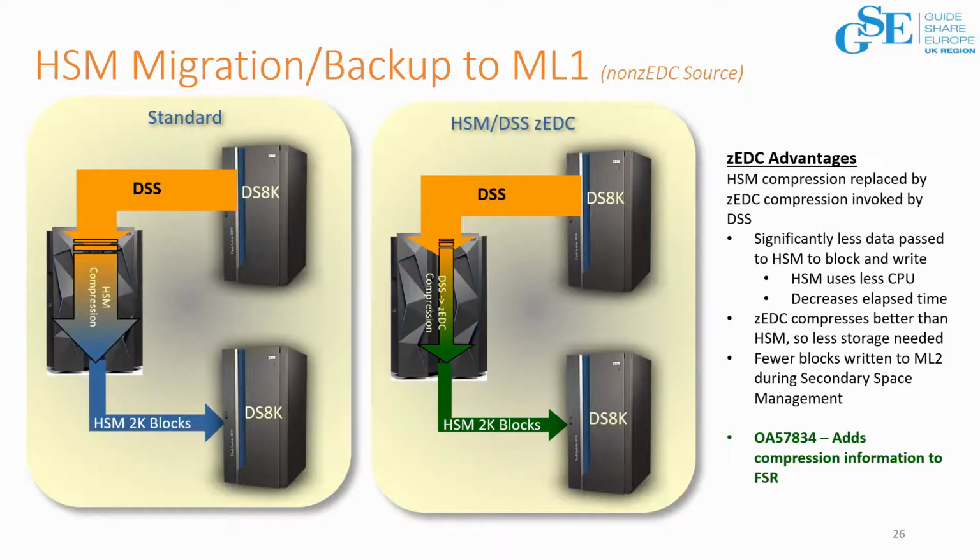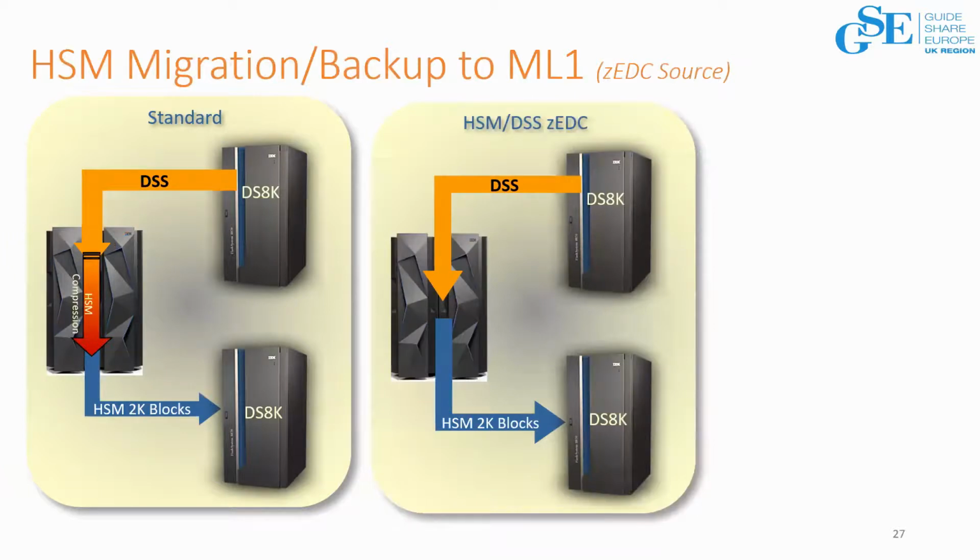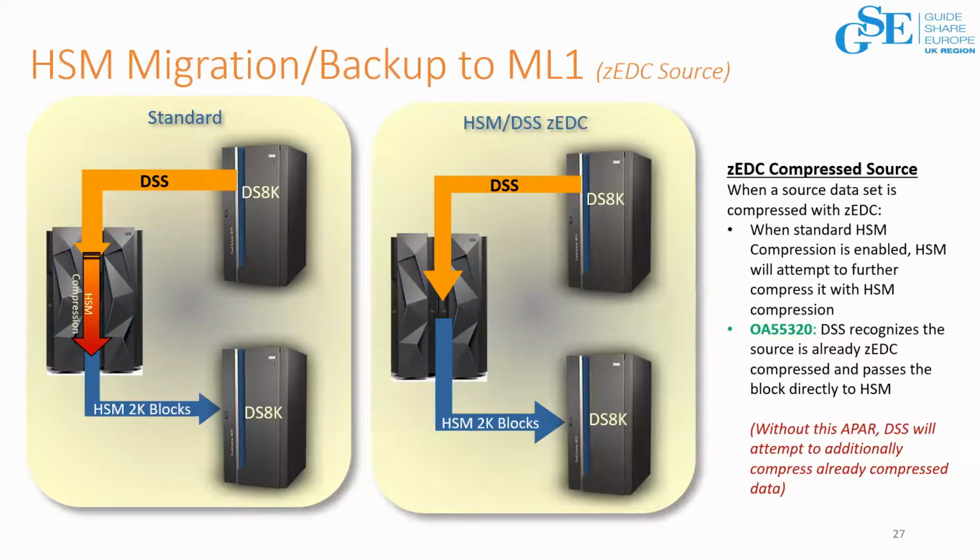APAR OA57834 has added compression information to the FSR so that you can get some stats on all of this. And here we see the same scenario as the previous slide, but in this case, the source data is already compressed. Without zEDC, HSM performs compression, even if it was already compressed with HSM compression. With zEDC and with APAR OA55320, DSS recognizes when the source is already compressed and passes that data directly to HSM without attempting to further compress it.